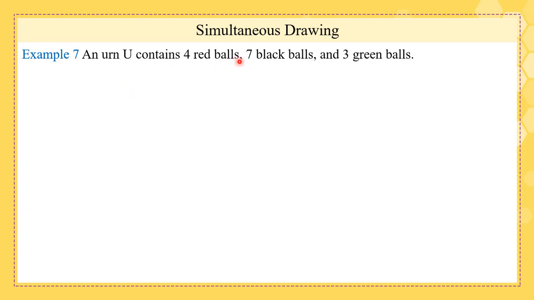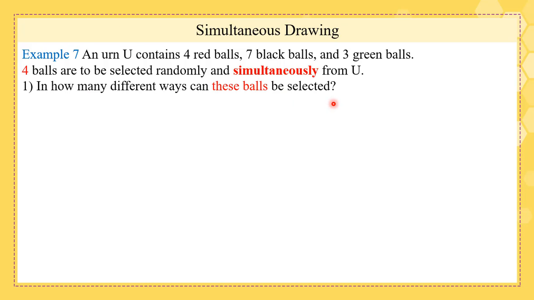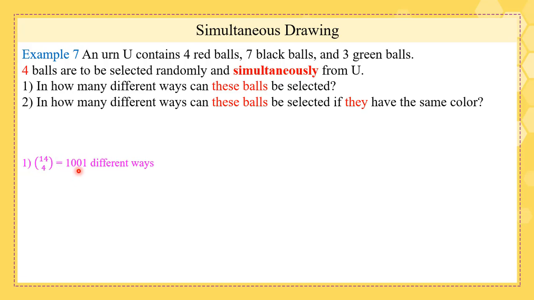An urn U contains 4 red, 7 black, and 3 green balls. We need to choose 4 balls simultaneously from U. So we have 14 balls and we need to choose 4 balls simultaneously. What is the number of different ways of choosing these balls? In fact, we have a combination out of 14. We need to choose 4. So this would be the answer.